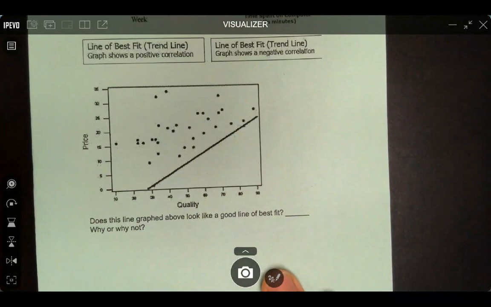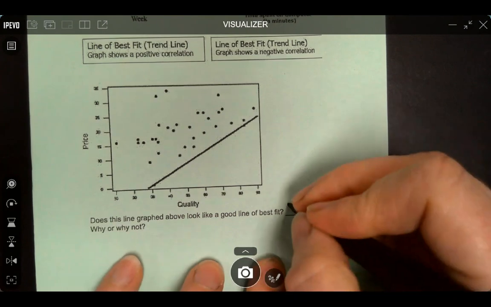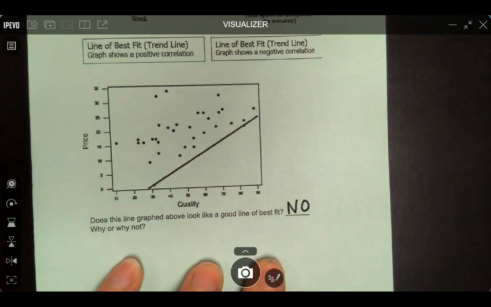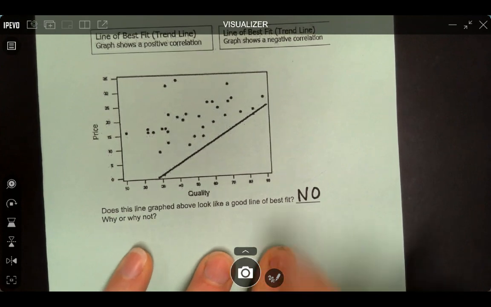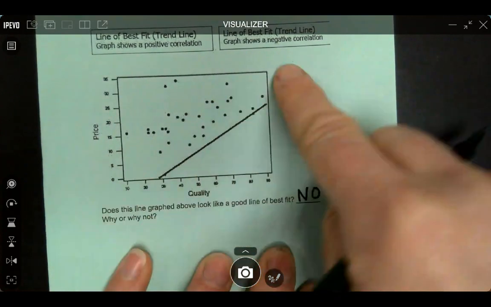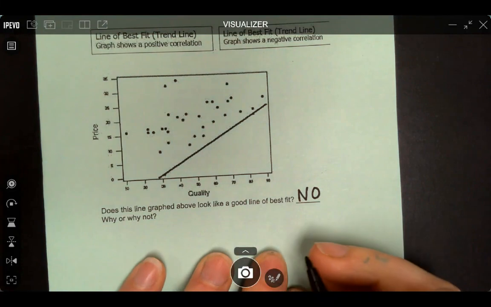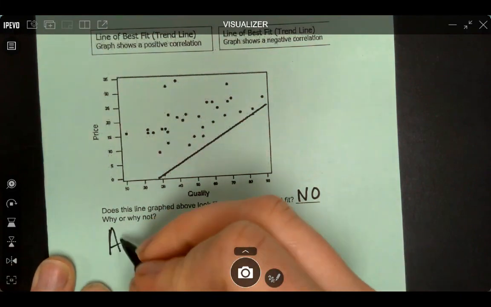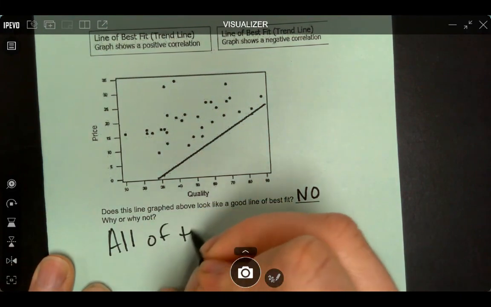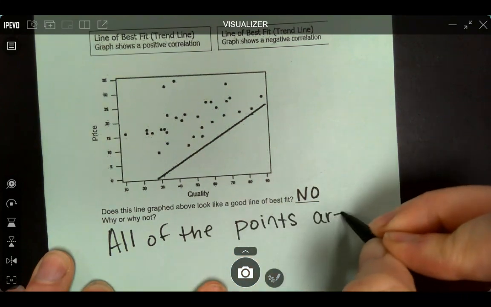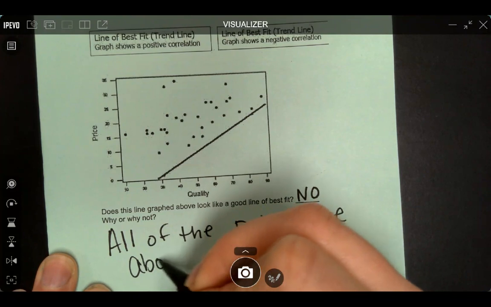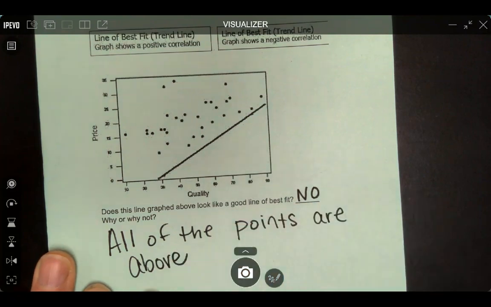Here's a non-example. Does this line graph look like a good line of best fit? No. It's terrible. Why is it so bad? Yeah, it's not even in the midst of the dots. All of the points are above, but they're supposed to be above and below.